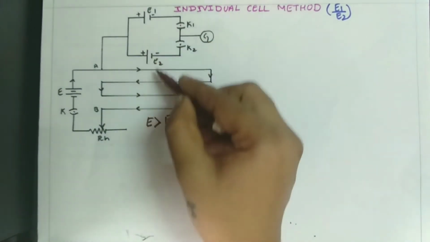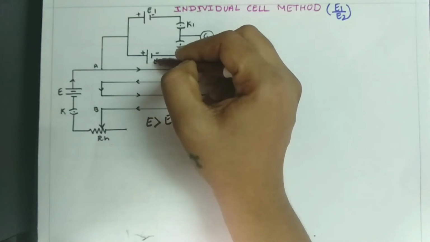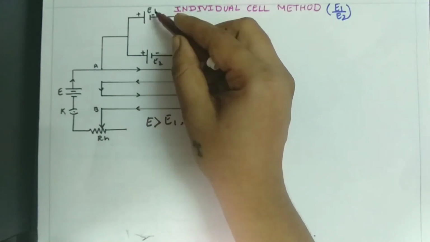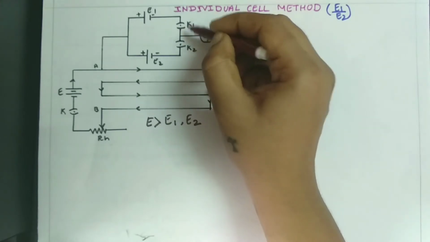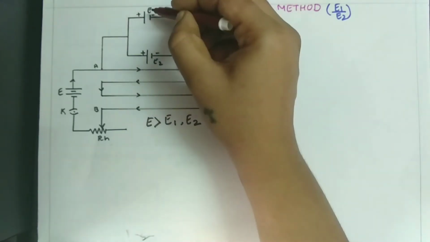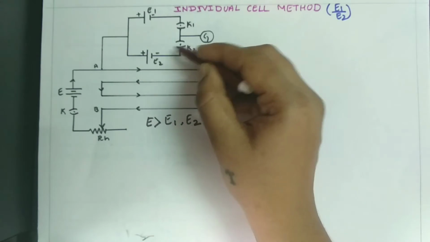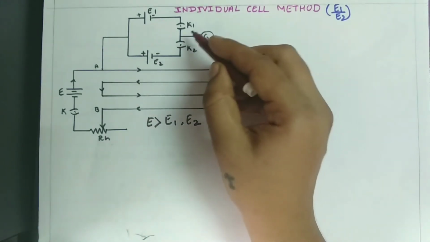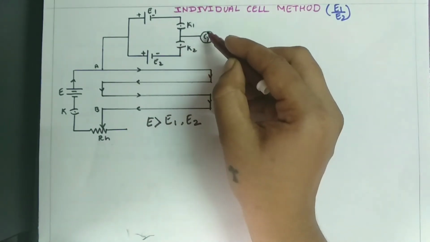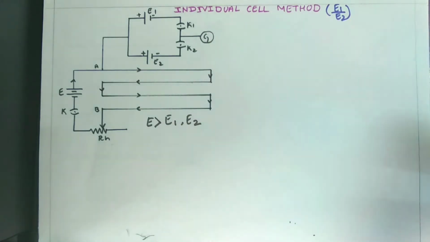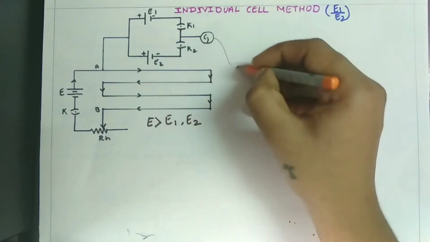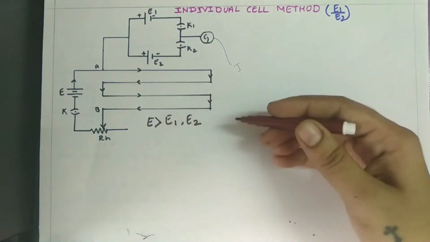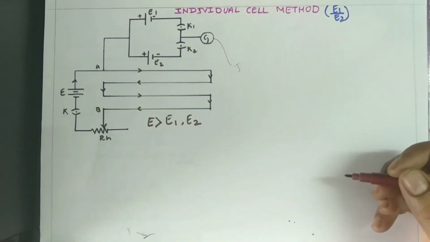This system contains two cells whose EMFs we are going to compare. K1 and K2 are the two plug keys. K1 is connected to E1 and K2 is with E2. The other end of the system is connected to the galvanometer, and from the galvanometer we are going to connect a jockey. Connections are as shown in the figure.